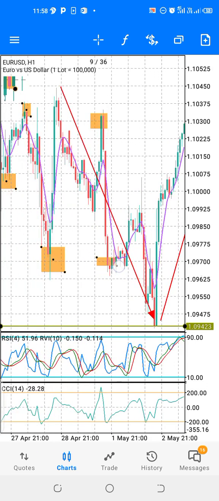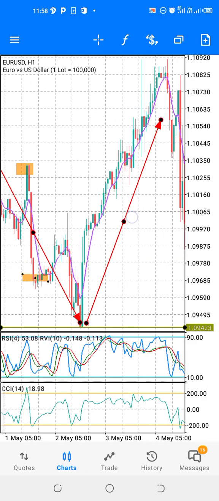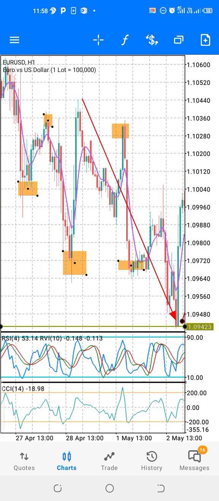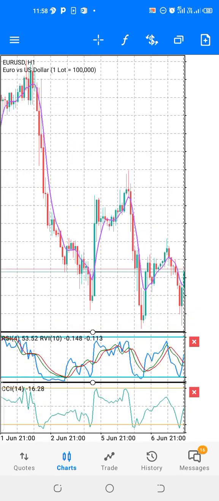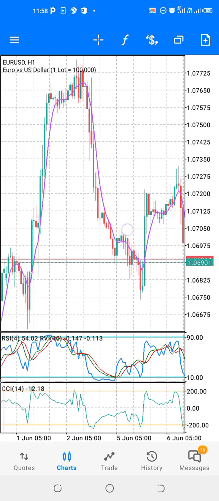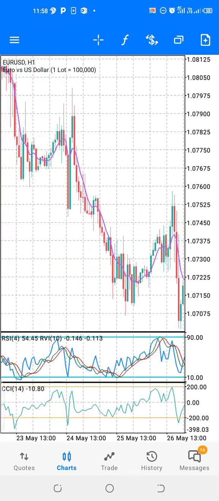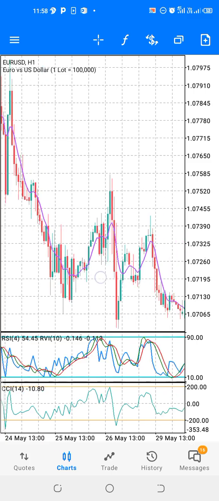Therefore, this is basically the down trade, and this is the up trade. Up trade means it goes up. A down trade means the trade goes down. Have you understood? Let me explain to you what a ranging trade is.